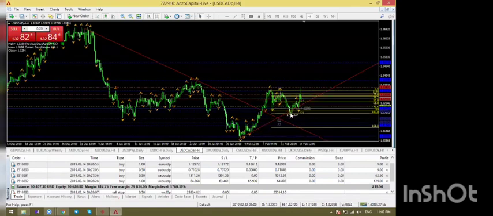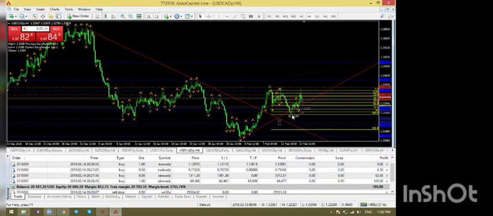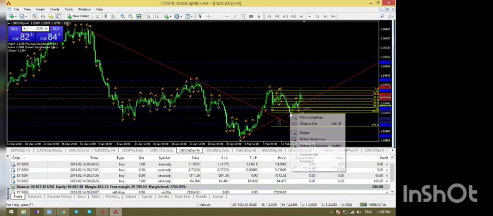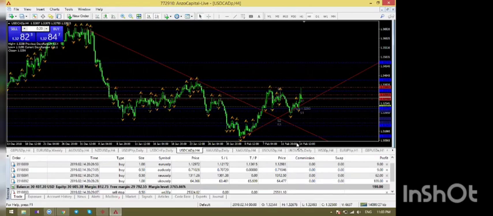Please erase the Fibonacci and start from the top. So with Fibonacci, you understood that your trend has changed. How many confirmations do you have? The changing of the swing lows, then 2 is the trend line, and 3 is the midterm Fibonacci. You have 3 confirmations.